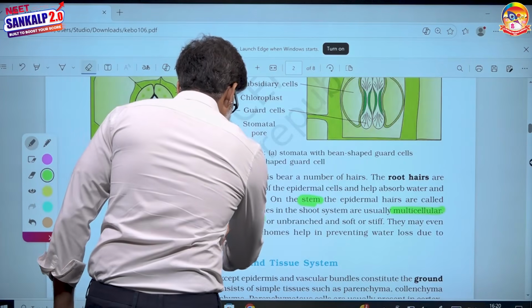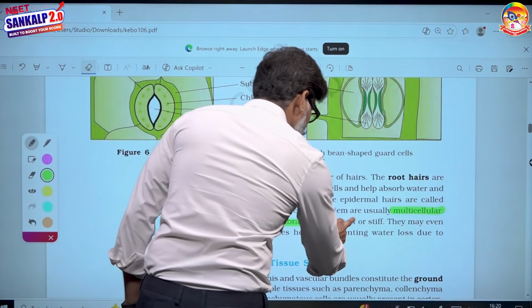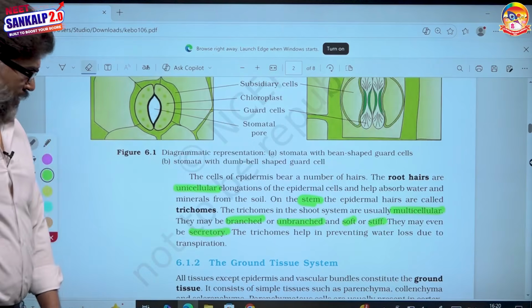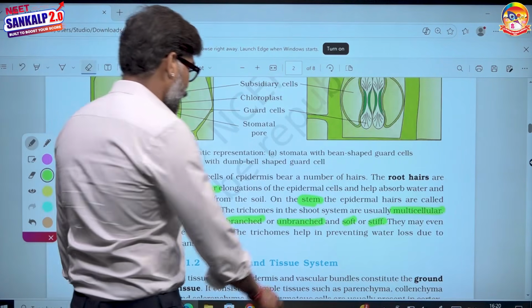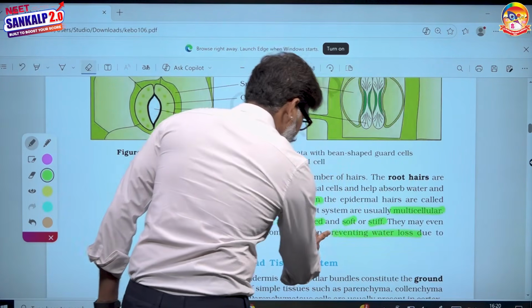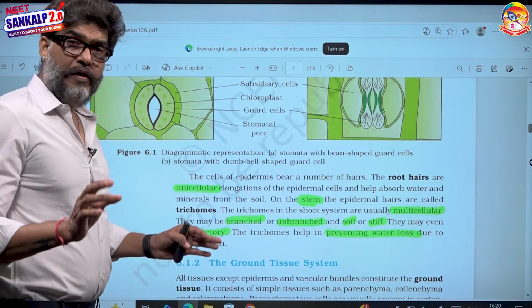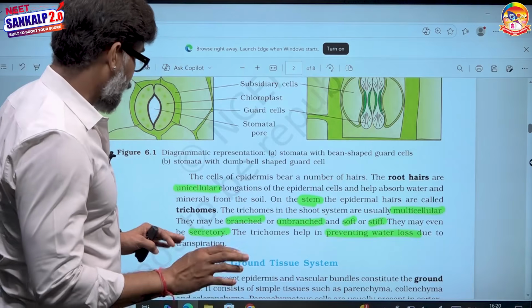They may be branched, they may be unbranched, they may be soft, they may be stiff, or they may be secretory also. What is the function of trichomes? They prevent the loss of water. Preventing water loss is the main function of trichomes.